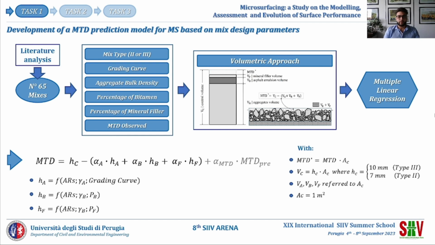The control volume, and therefore the control thickness of the layer, depends upon the maximum aggregate size in the mixture. The other volumes are a function of the application rates, the grading curve, the bulk-specific density of the aggregates, bitumen and cement, and the percentage of bitumen and cement. The use of regression coefficients completes the model.